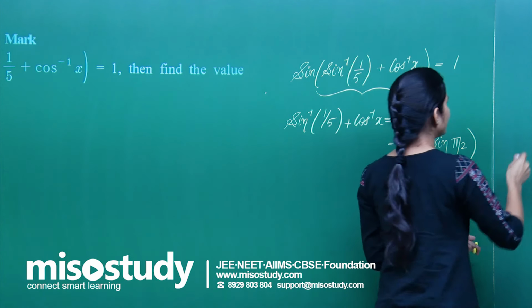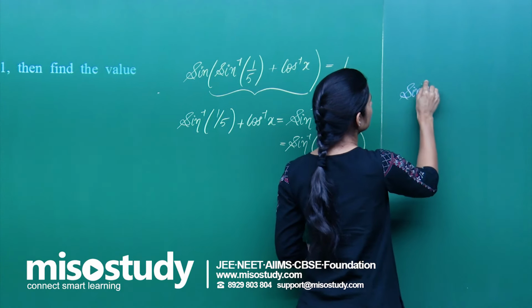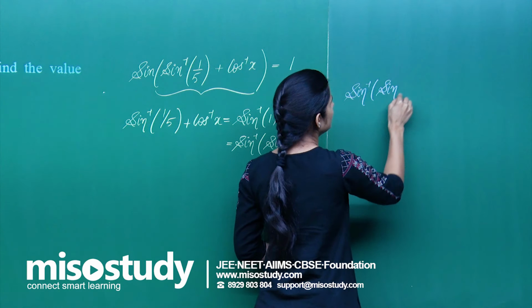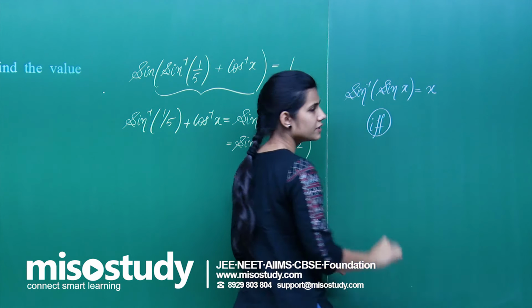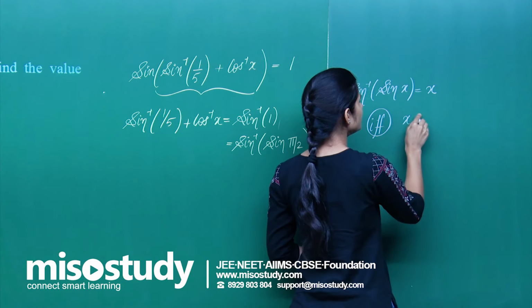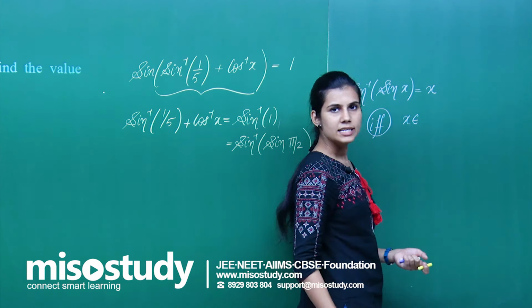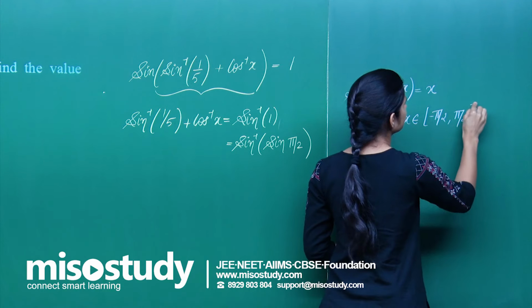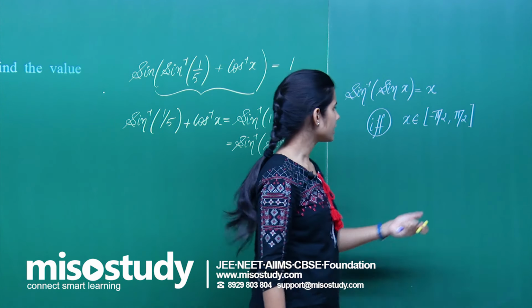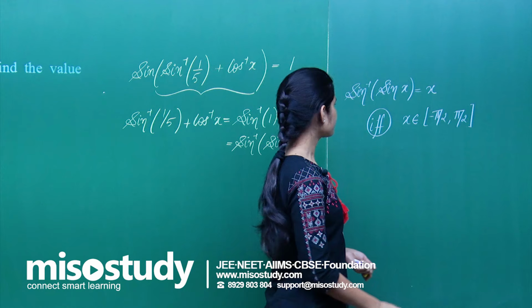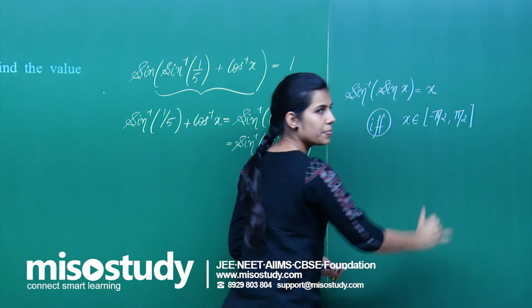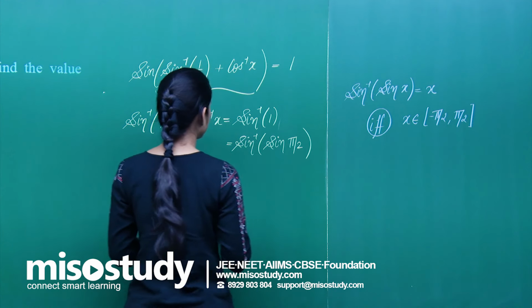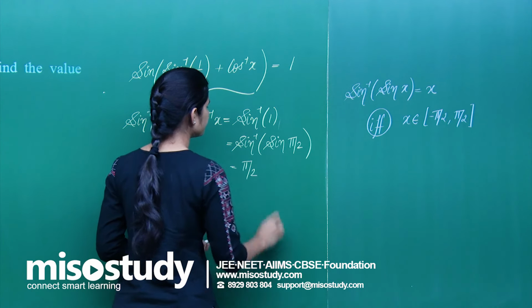And I also know that sine inverse of sine x equals x if and only if x belongs to the principal domain of sine, basically that is minus pi by 2 comma pi by 2. Principal value branch, which we say minus pi by 2 to pi by 2. So over here, because the angle is equal to pi by 2 lying in this interval, therefore sine inverse of sine of pi by 2 is pi by 2.